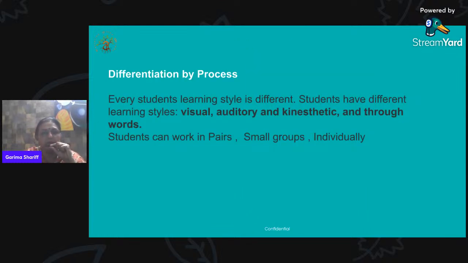And then comes the differentiation by process. Basically in this we have visual, auditory, and kinesthetic learners. When we do differentiation based on process, the students can work in pairs, small groups, or individually, because some kids will be very familiar or at ease working in a small group of two or three, and some can work in two groups, or a person who is very confident will work individually. So we don't force that, no, you have to do individual work. It can be done in pairs or in small groups.